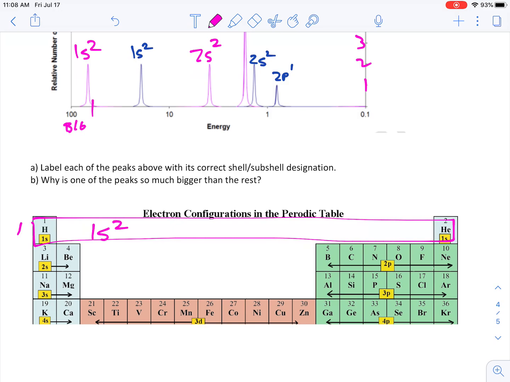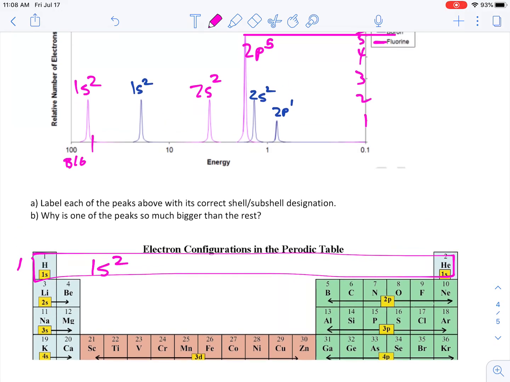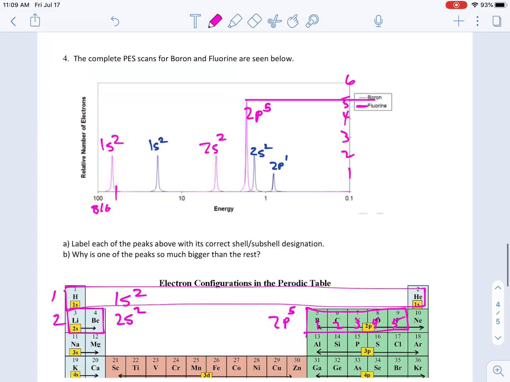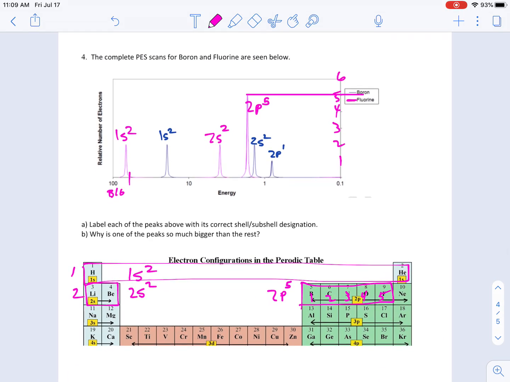So that's going to be your 1s2. And then your second energy level here is going to be your 2s2. But then we got to make it all the way to fluorine over here. And so that's going to be 2p, 1, 2, 3, 4, and 5 that's there. So that's going to be 2p5 that's there.